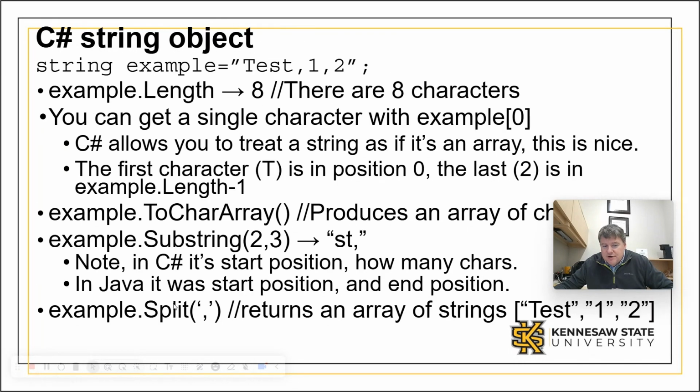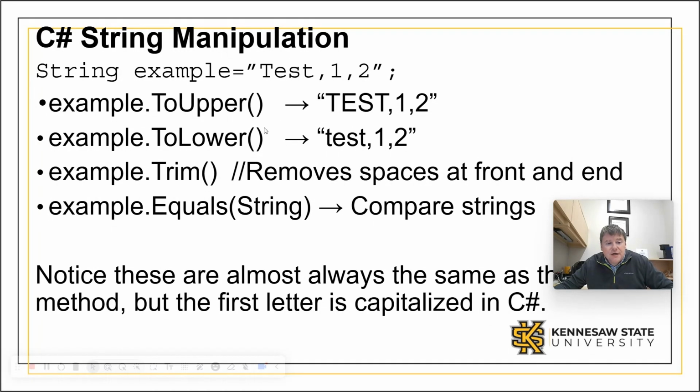The main difference here on some of these is the capital letters. You'll notice that in Java, this is split with a lowercase. This is substring with a lowercase. This is toCharArray where the T is lowercase. So all these are the same. They just have a capital letter to start each of them, which is just different.